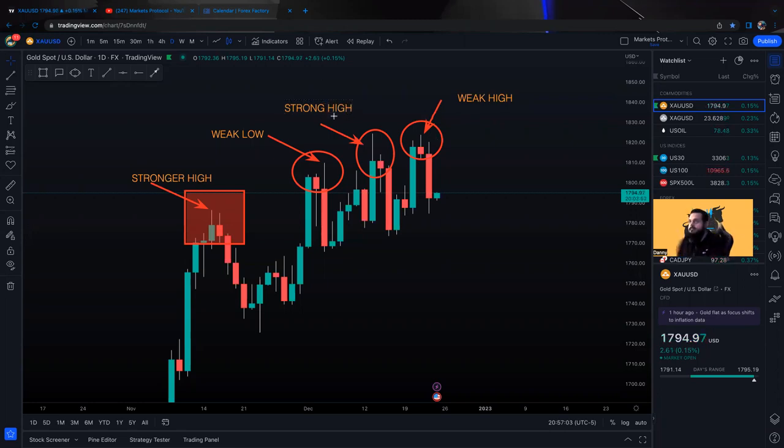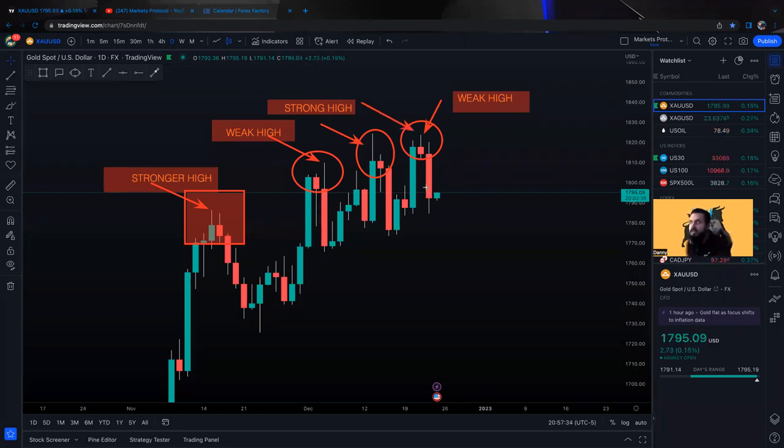Perfect. Okay. So we have the high made, the first one with the bullish candle, stronger high. Looking at, oh, sorry, I wrote it down as a low. It's not a low. My apologies. This is going to be a weak high. Perfect. Okay. The second high is made with the bearish candle, so it's going to be a weak high. The third high over here, it is made with a bullish candle, so it's a strong high. And lastly, the fourth high created here is with a bearish candle, so it's a weak high.